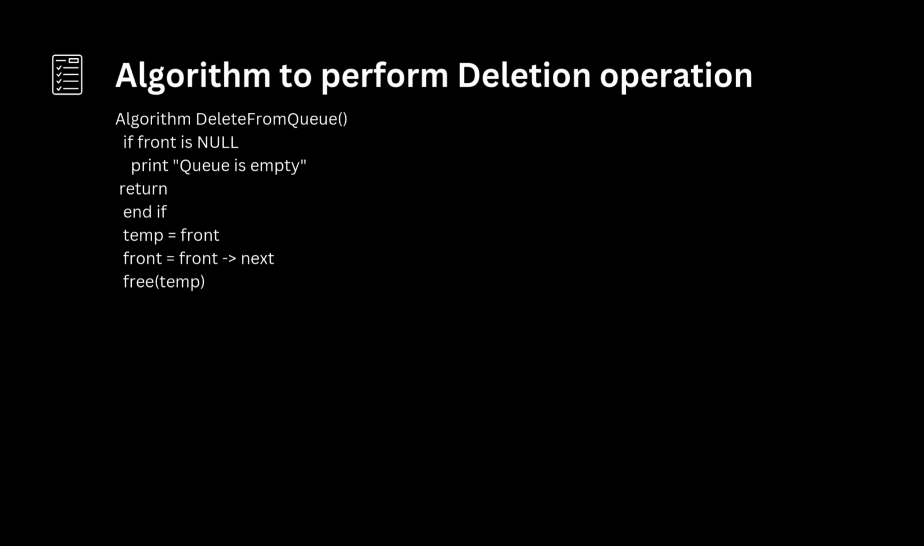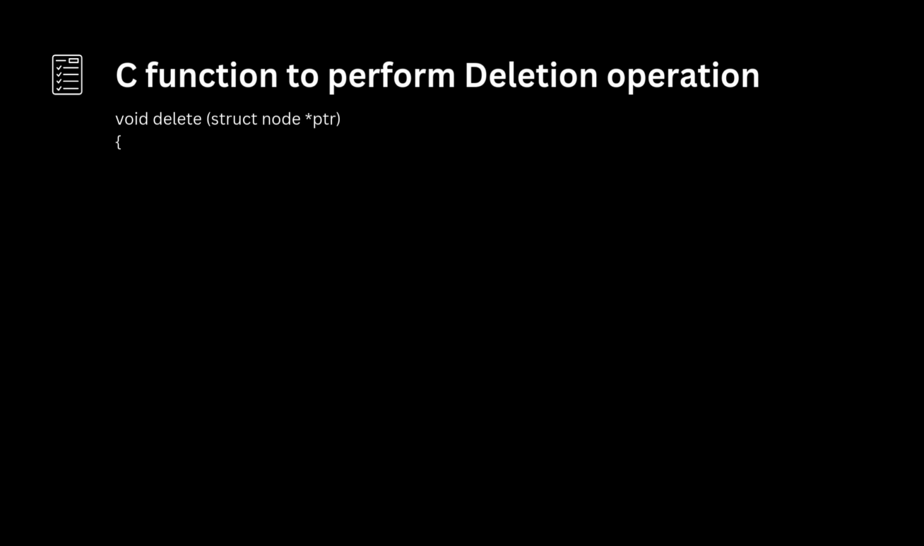After deleting the node, we check if the queue is now empty. If the front pointer is null, it means the queue is empty. In this case, we set both front and rear pointers to null. Now let us write a C function for the same.